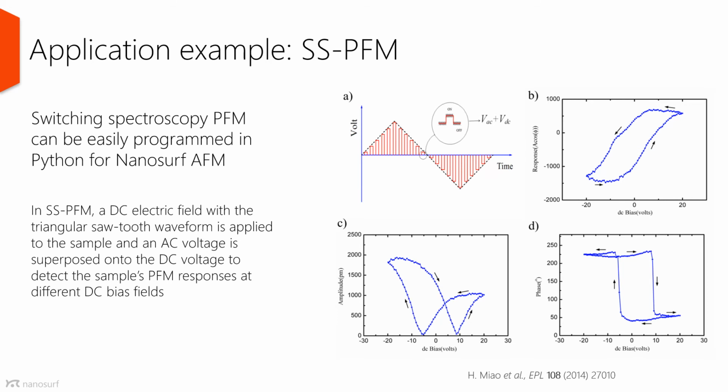This reduces the parasitic electrostatic interaction between the tip and the sample. And then you get these hysteresis curves of the amplitude and the phase of the piezo response. They are called the butterfly curves. And from their shape and the amplitude, you can draw conclusions about the piezoelectric properties.